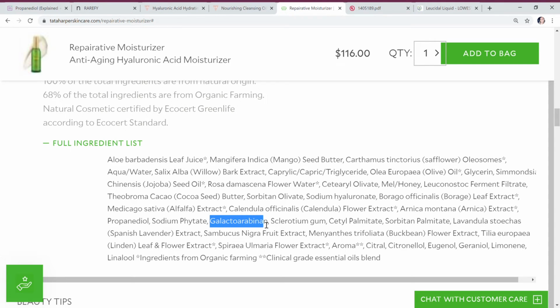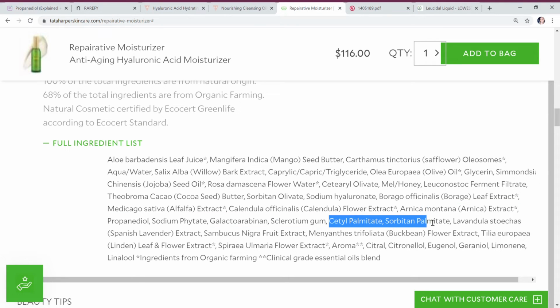Here we have galactoarabinan. It's a polysaccharide from the larch tree. It's a pretty cool product because it not only aids in moisturization, hydration of the skin, but it helps to stabilize the formula, stabilize the emulsion in the formula. And then we have sclerotium gum. This is a viscosity former, so it helps to create a slightly thicker product, and it also helps to stabilize the product.